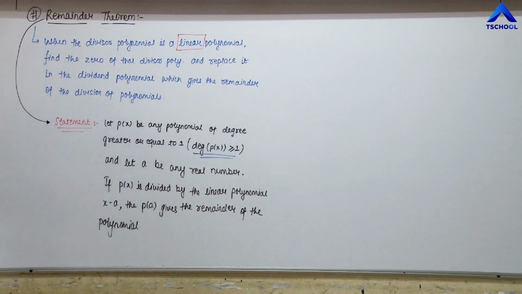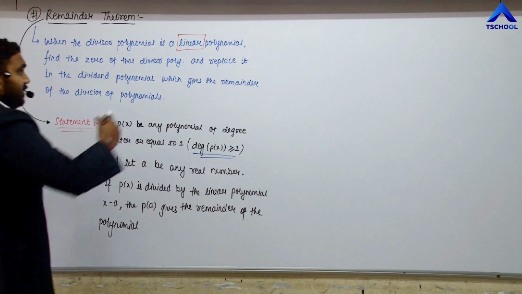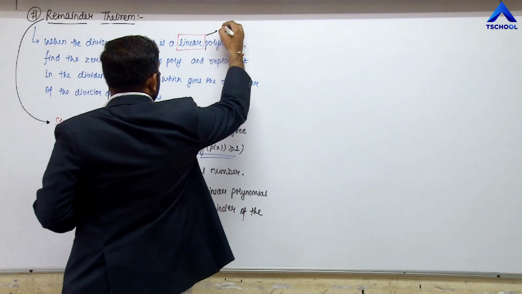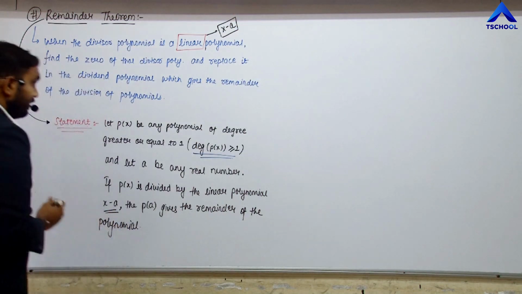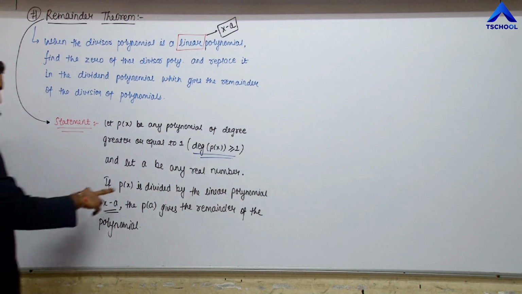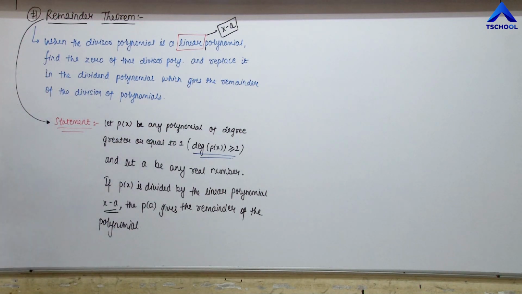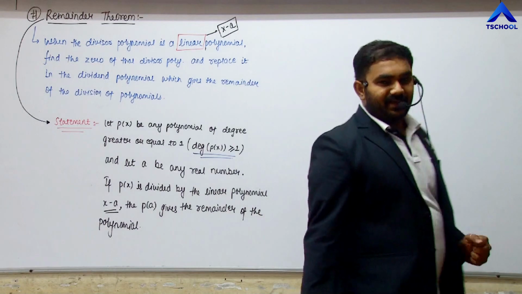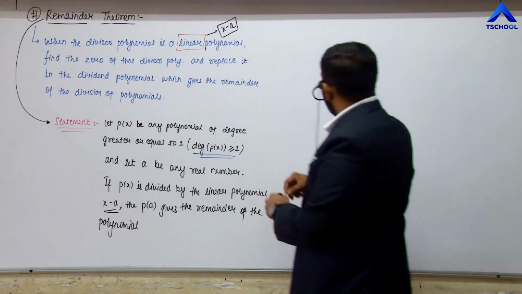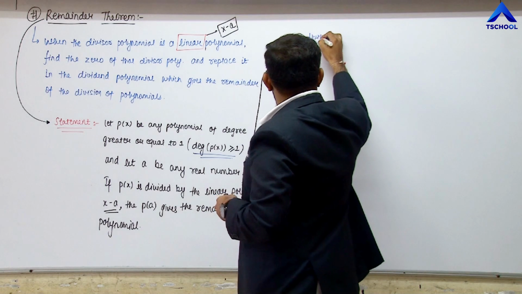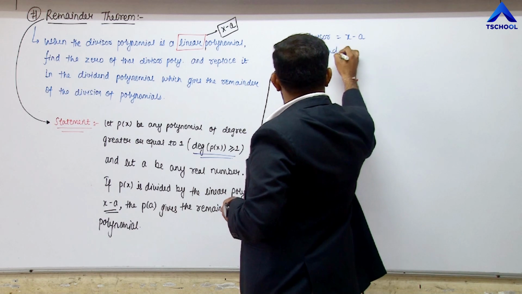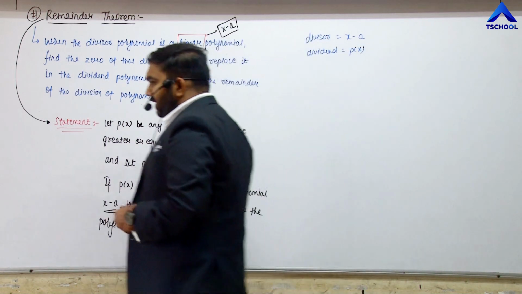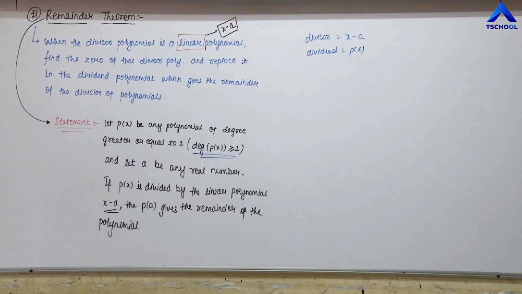Now friends, as we talked about in the statement I have written over here, the divisor polynomial is a linear polynomial. Here that linear polynomial is x minus a. So let p of x be any polynomial of degree greater than or equal to 1, and let a be any real number. If p of x is divided by the linear polynomial x minus a, the divisor is x minus a and the dividend is p of x, right?